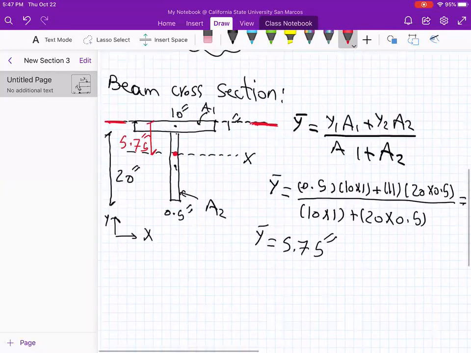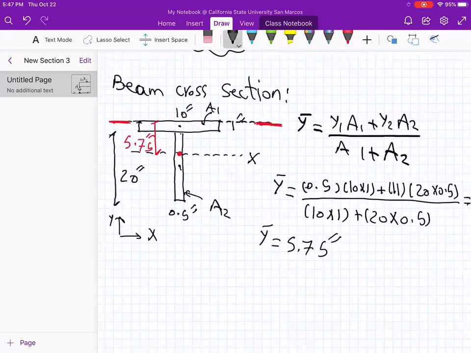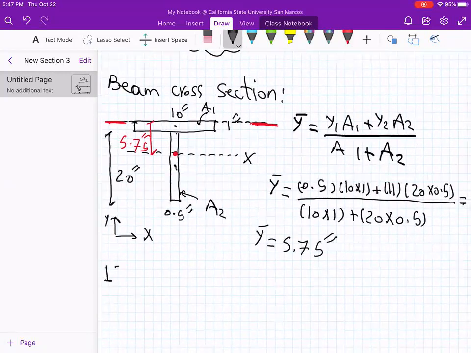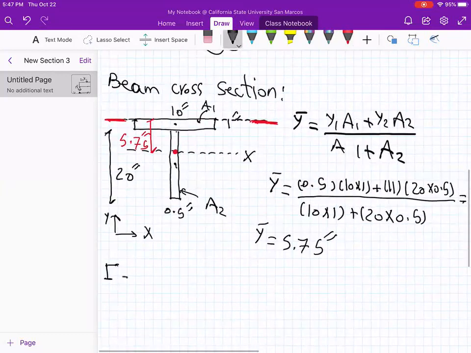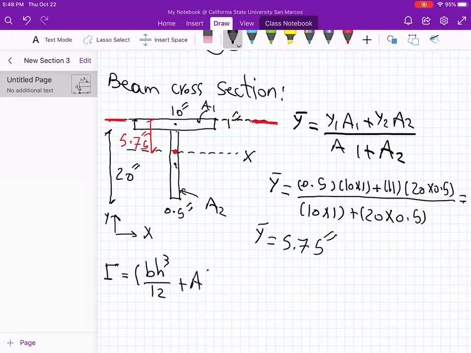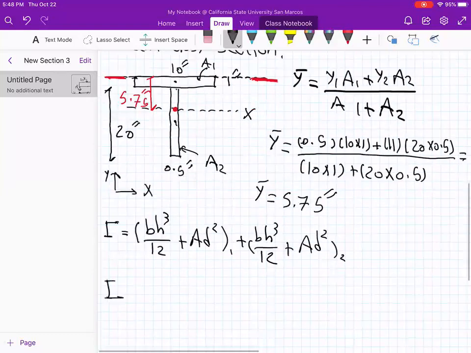So that's Y bar, and then the formula for the moment of inertia, I, would be I1 for each one, let me write. If you remember, the formula would be BH cubed over 12 plus AD squared. This is for the first one, and BH cubed over 12 plus AD squared for the second object. Help me: what is B and what is H for the first one?